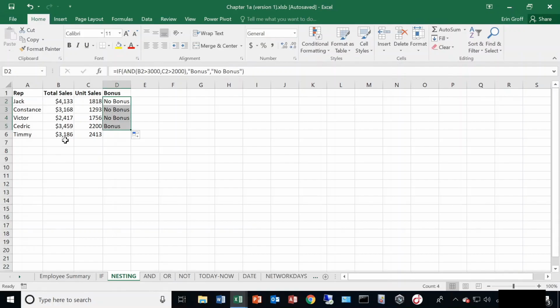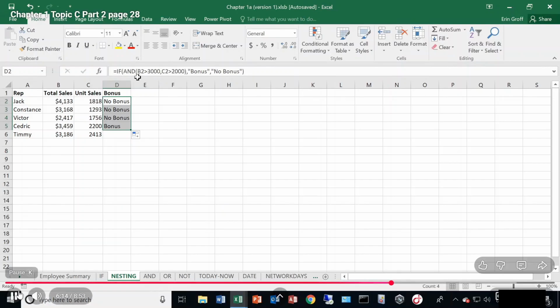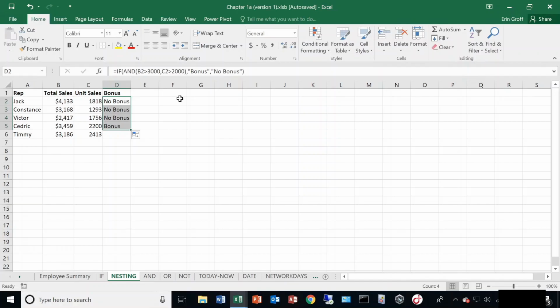Timmy, is his total sales greater than 3,000? Yes, that's a true. Is his unit sales greater than 2,000? Yes, that's a true. So both true arguments for our AND function. So that AND function returns a value of true, which becomes our argument for our if function. So the value if true is going to be bonus here as well.